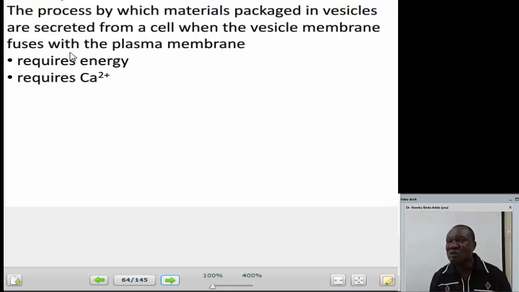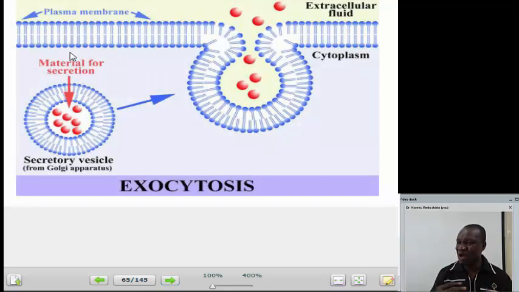Now, exocytosis, which is the other vesicular transport mechanism, is how cells secrete their contents. For instance, neurons will secrete their neurotransmitters by exocytosis. Release of hormones by glands is by exocytosis. The process of exocytosis requires energy, and it requires calcium ions. Influx of calcium ions will trigger the process of exocytosis.